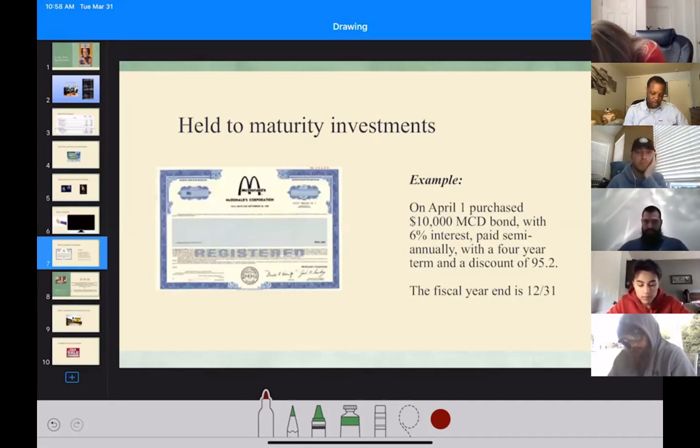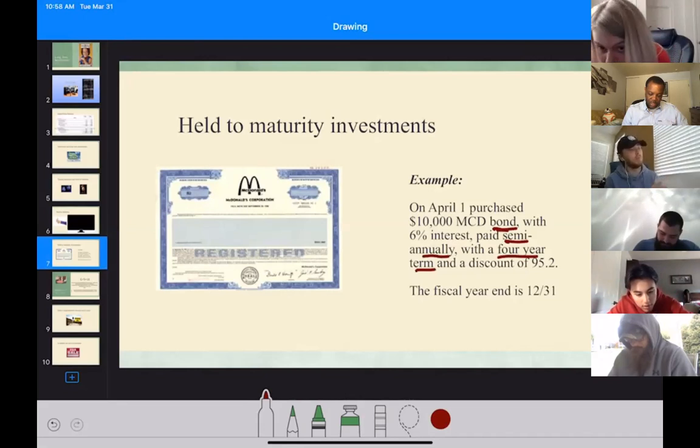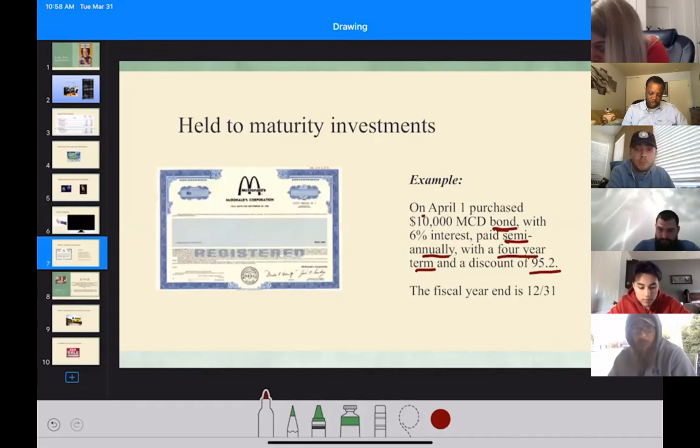Okay. So here, this is an example of a bond. It's paid semi-annually for 4 years, and it has a discount of 95.2, and it's purchased on April 1st. So corporations do bonds as well. This is MCD, McDonald's.